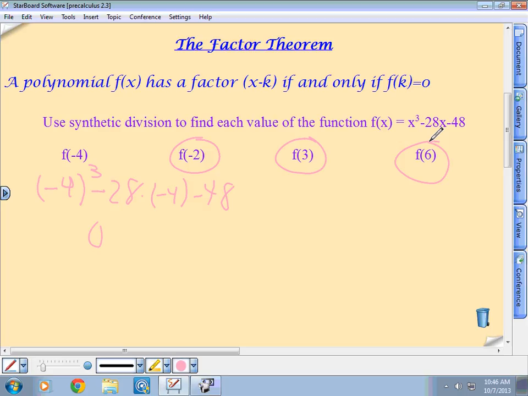Minus 2 is 0. Yes, it is. I got that one. Okay, keep going. Good. Getting smarter. 0.